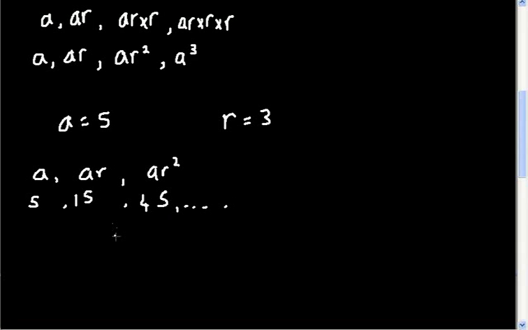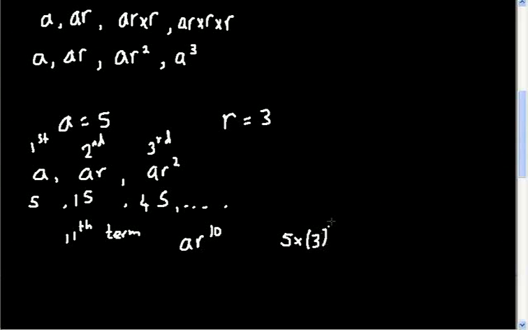What if I asked you for the 11th term? You can see that the first term has just a, the second term has just ar, and the third term has ar squared. So there's always one difference between the term that you want and the power of r. So if I say I want the 11th term, then that means you've got to say a r to the power of 10. Alright, so let me see if I can work that out. That's 5 times 3 to the power of 10. The answer to that is this.